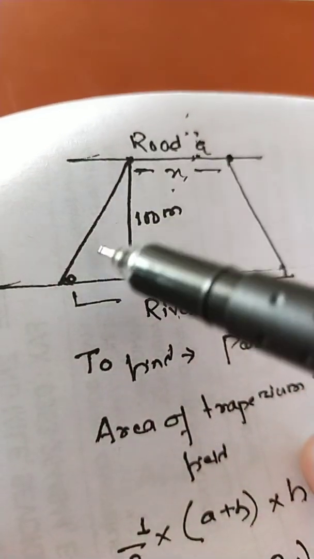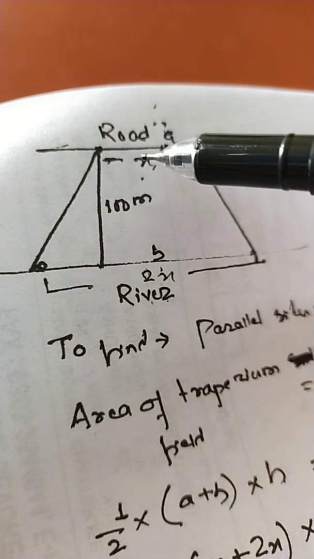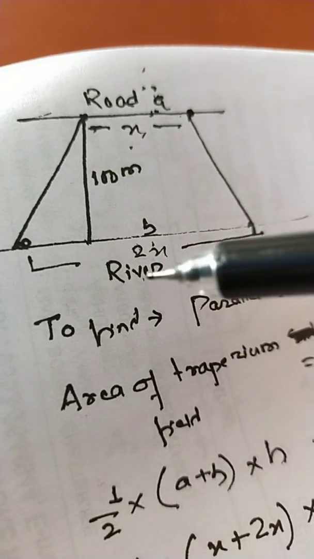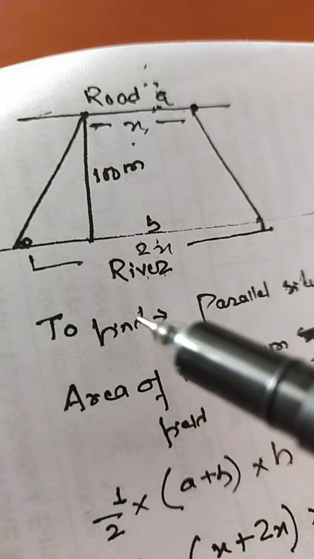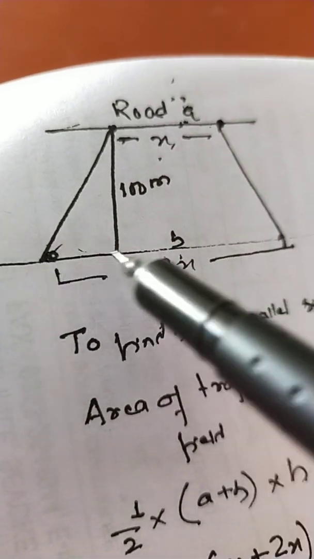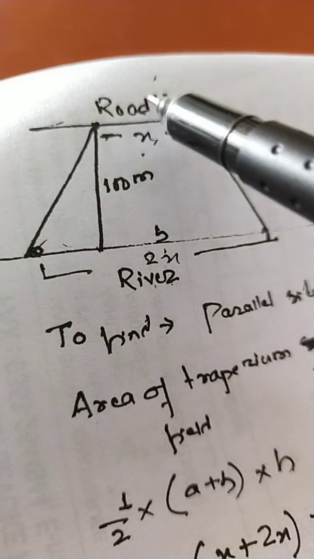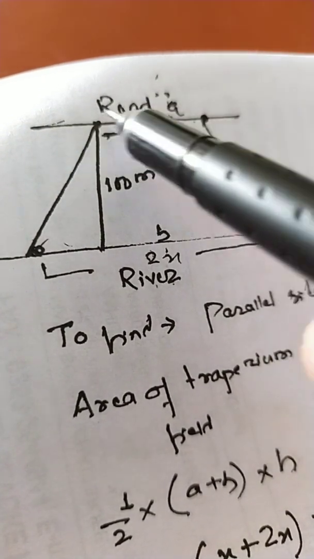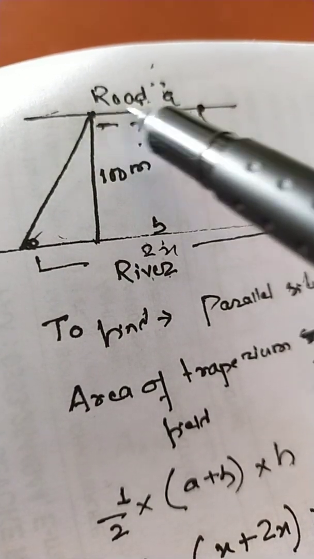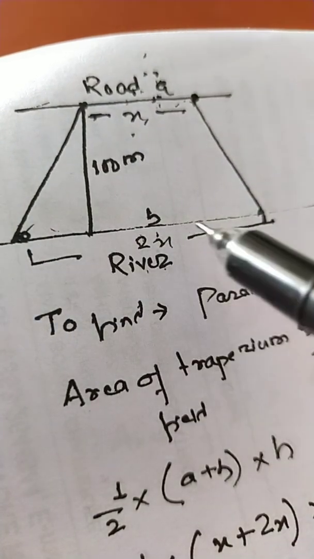Now this is the field that we are talking about. Towards one side of the field we have a road, and on the other side we have a river. It is given in the question that the side along the river is parallel to and twice the side along the road. That means this side is twice the length of this side. So we'll consider this side as x, so automatically this side would be 2x.